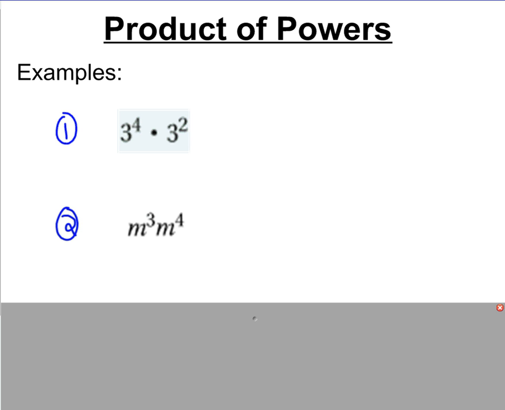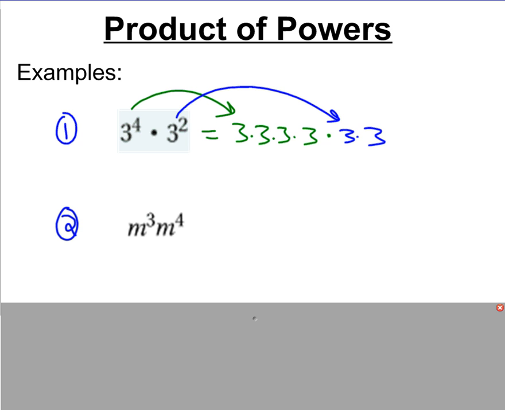Let's write out this first one. First we'll do 3 to the 4th power. That just means 3 times itself 4 times. Then we're multiplying that by 3 to the 2nd power, which is 3 times 3. Now, they're all 3's, so we can combine them into one whole exponent, which means 3 times 3 times 3 times 3 times 3 times 3. That's 3 multiplied by itself 6 times. And there we go, 3 to the 6th power is our answer. That's how you can simplify that.